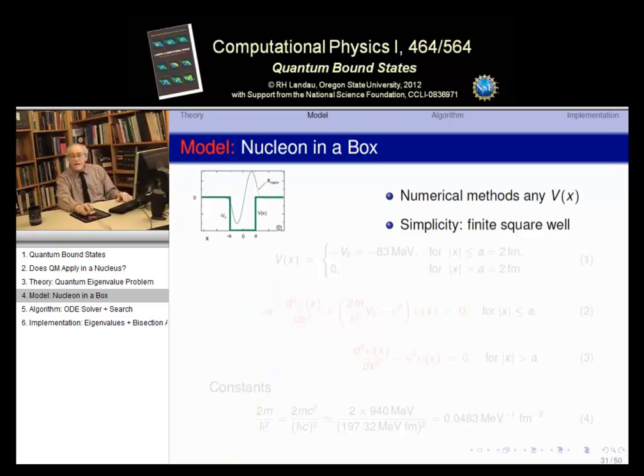For simplicity, and also to permit you to compare to the textbooks, we'll just deal with a finite square well. So the potential we have is given by equation 1. It has some depth, here the depth is minus 83 MeV. That's just the number we picked. But notice it's millions of electron volts because that's a nucleus. And 83 is a reasonably deep well, so we're bound to find eigenstates.